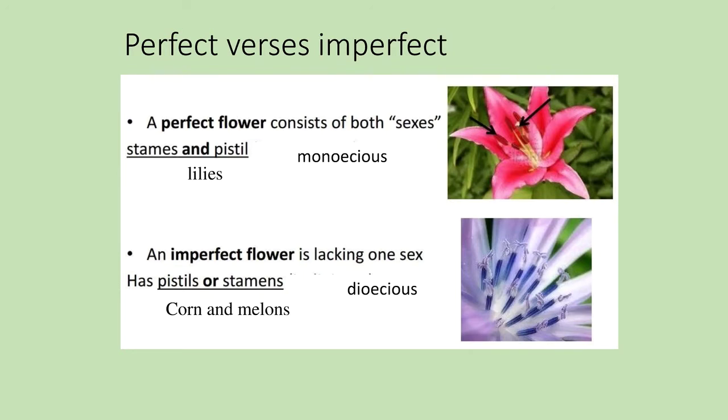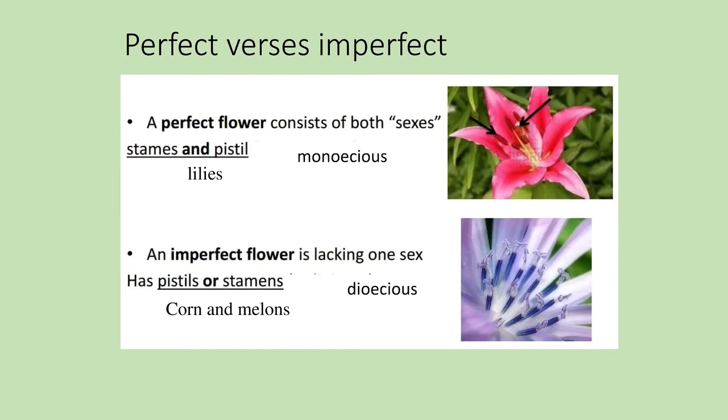Okay. If it's really just the sexual reproductive organs that are missing, that's the difference between a perfect flower and an imperfect flower. So a perfect flower has both of the sexes. They have both the stamens and the pistil. And I see a typo there, "stames", that should have an N in there, S-T-A-M-E-N-S.